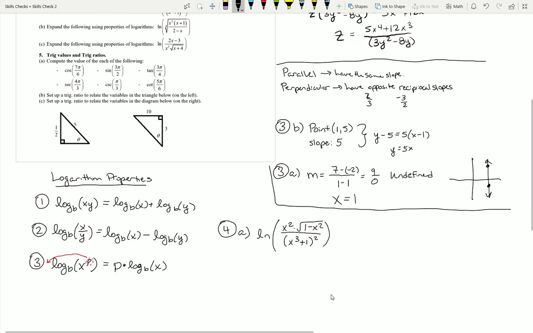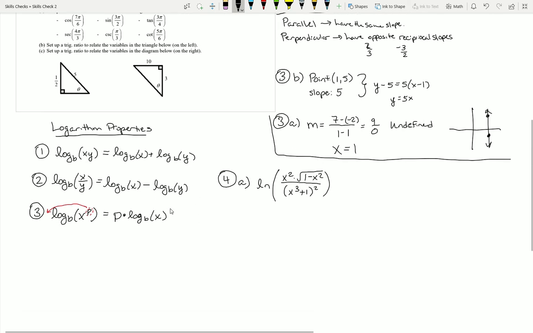If I want to start using these properties to expand this as much as possible, I might note right away that property number 2 could be useful, because on the inside of my logarithm I have things that are being divided, a whole top and a whole bottom. So I might start by rewriting this as the natural log of the numerator minus the natural log of the denominator, x cubed plus 1, and I'll leave that as squared.